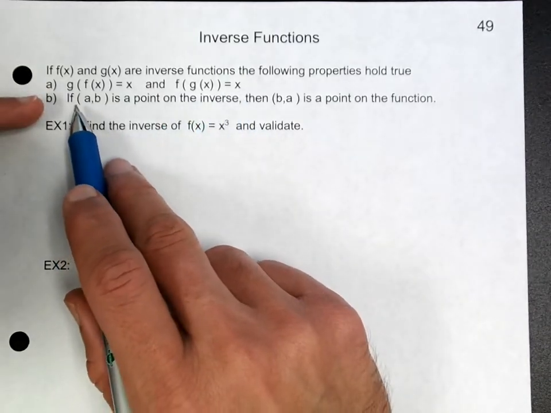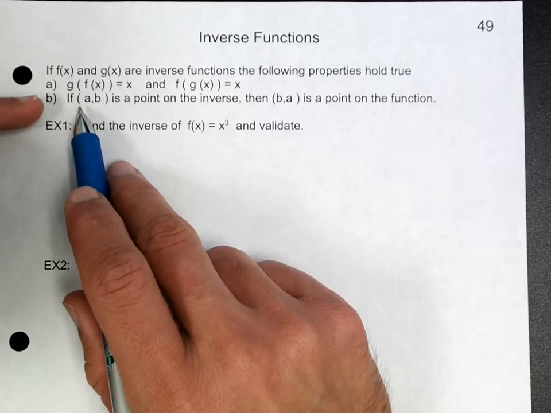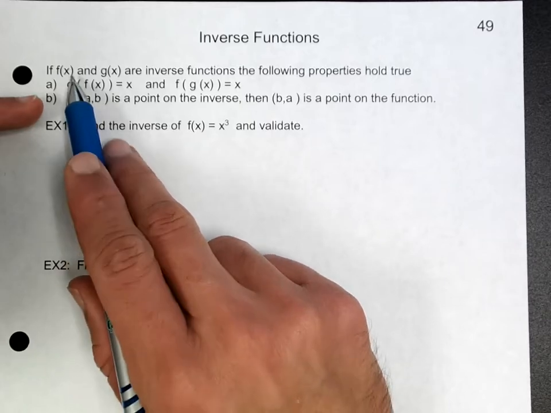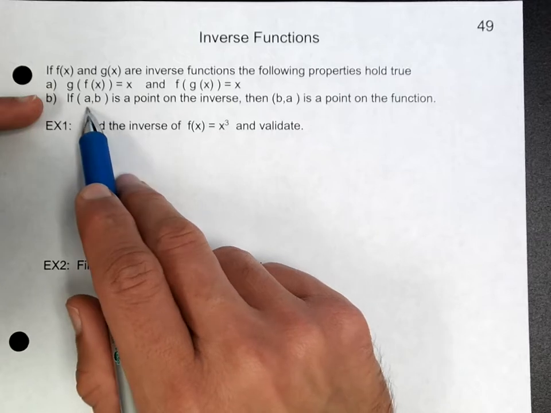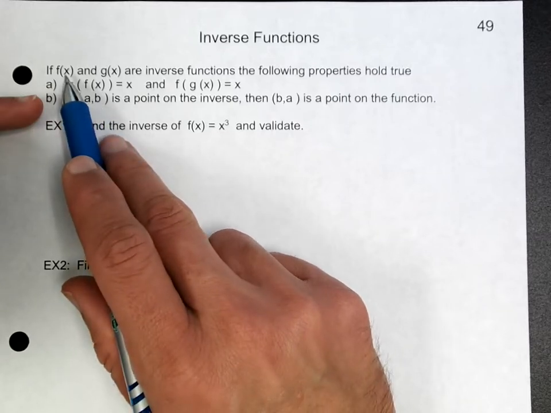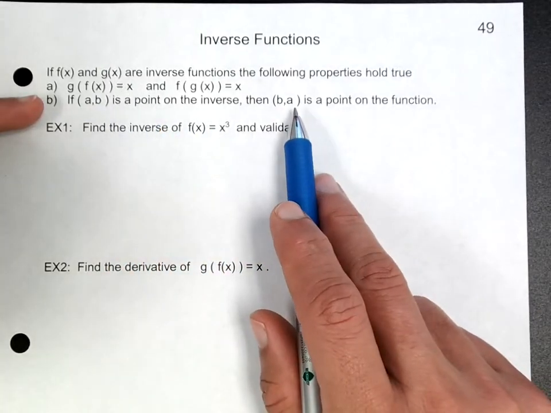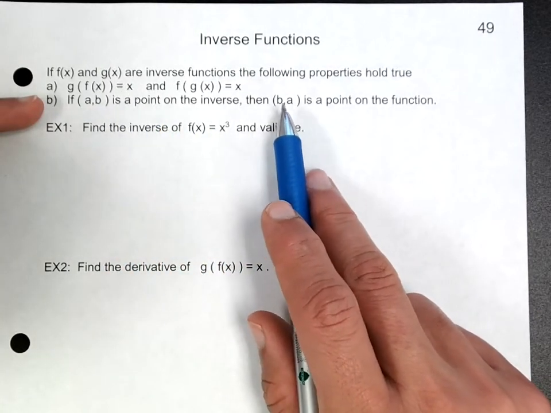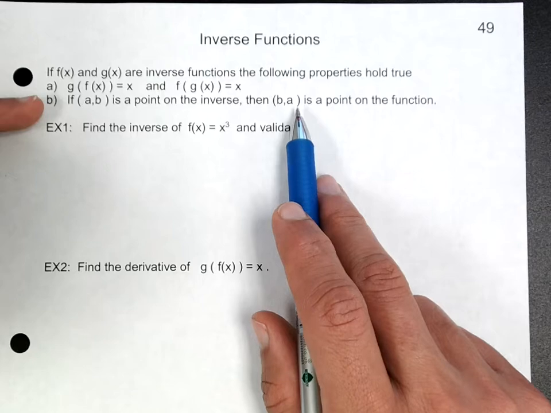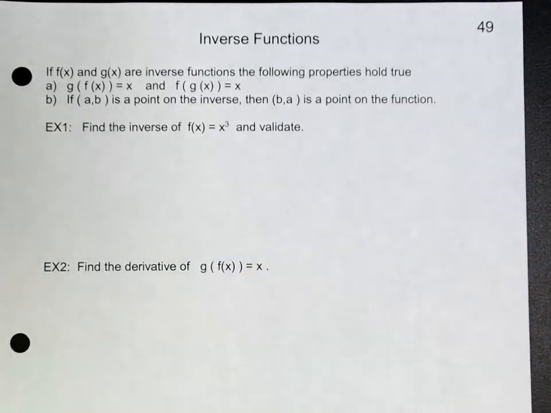And the second property is that if you're looking at the table of f of x, for example, and you have (a, b) as one of the points in this table, then if you look at the table of the inverse, those 2 points are in reverse. You would have b first and then a. Okay, so let me just go straight to example 1.